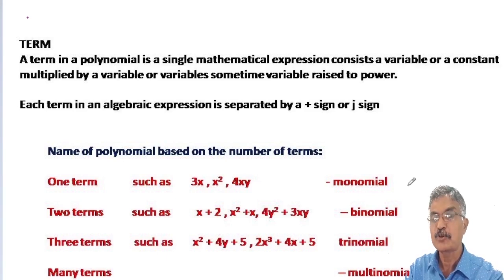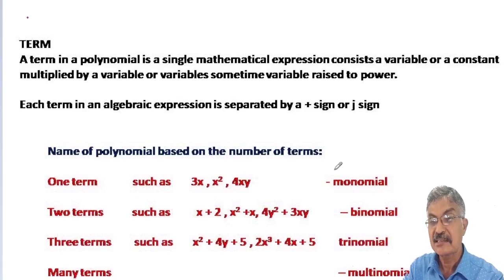Then there are some polynomials which have only two terms, such as x plus 2, x square plus x, two terms, and 4y square plus 3xy, two terms. Such polynomials are called binomials. Polynomials with three terms are called trinomials, and polynomials with many terms are called multinomials. Terms in a polynomial are separated by either a plus sign or a minus sign.